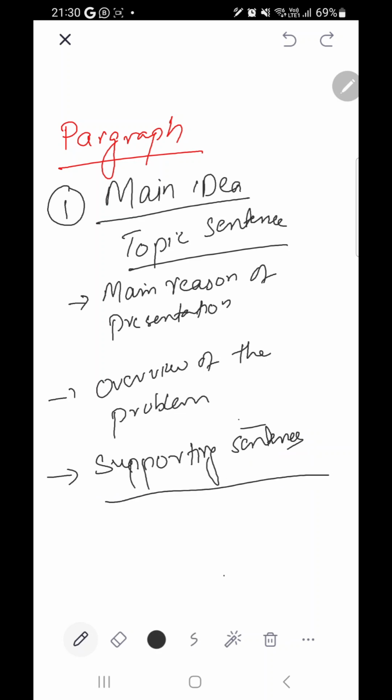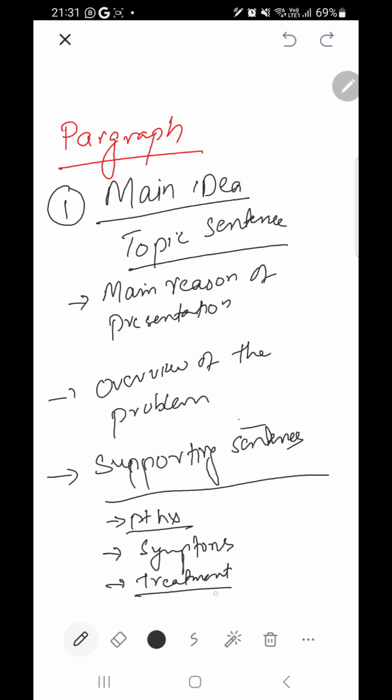So in terms of supporting sentences, they may contain information regarding the patient history regarding the problem. It could also be, you can say, symptoms, description of the symptoms. We can also have the treatment record in this part, effects and side effects, like cause and effects, can be written in this part.